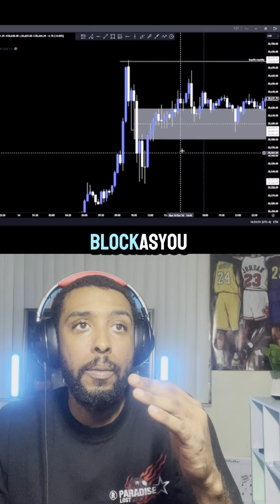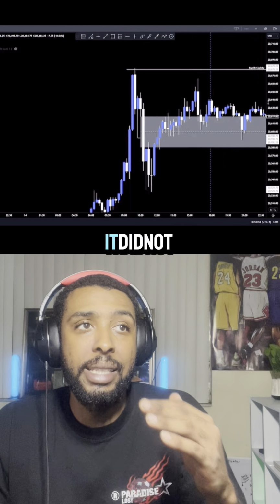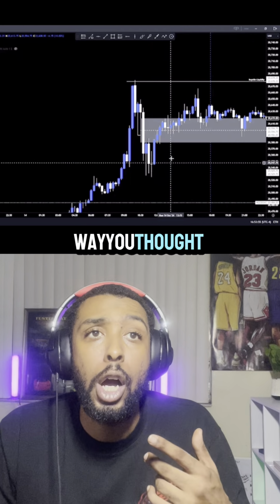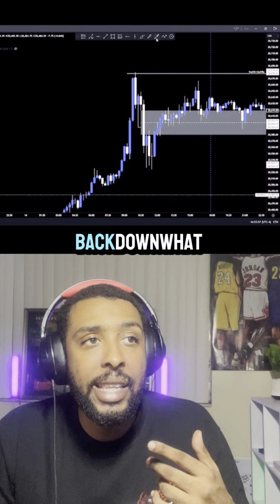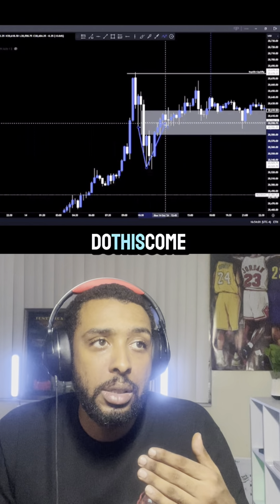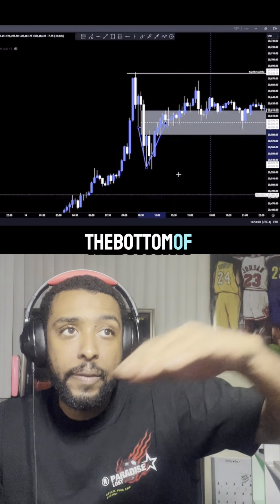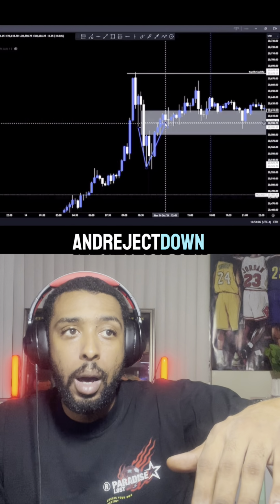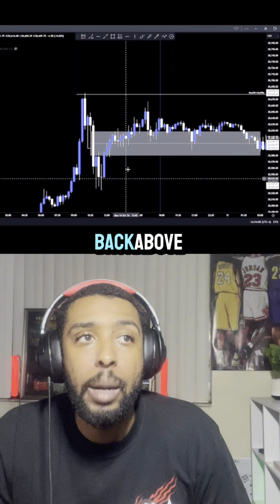And so as you see, this bearish order block did not work out the way we thought it was going to work out. Look what happened. So when it came back down, it's supposed to hit this level and reject. It's supposed to come back down, hit the bottom of the fair value gap and reject down. But look what happened. It actually hit it and went back above.